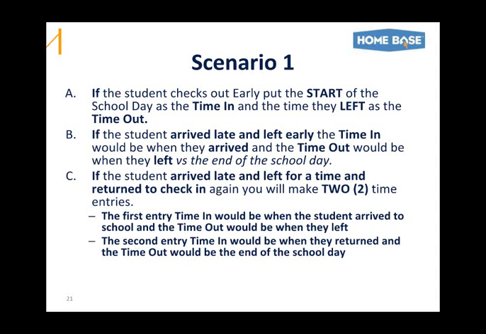If the student arrived late and left early, the time in would be when they arrived and the time out would be when they left instead of being the end of the school day. If the student arrived late and left for a time and came back in, you're going to have two different time entries. The first time entry is when he arrived to school, so he arrived late, and then the time out would be the time that they left. And then you're going to put another record in where the time in is when they came back to school, and the second time out would be the end of the school day.